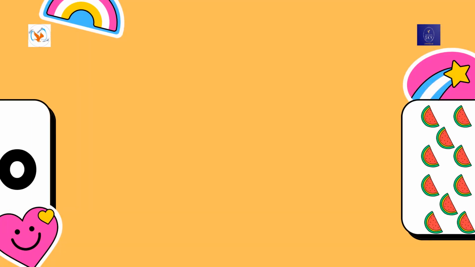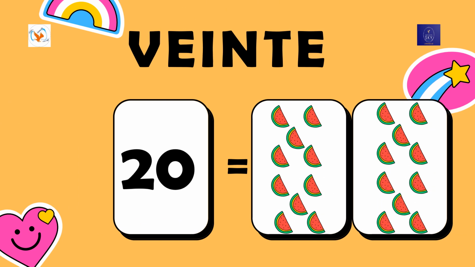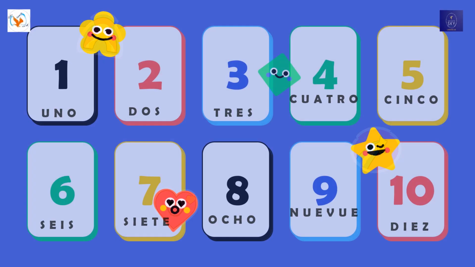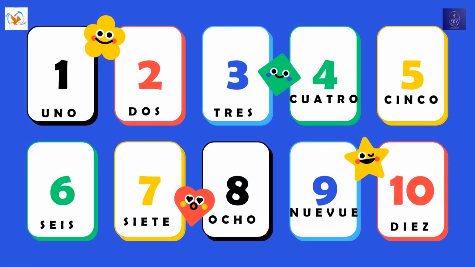Finally, we have number 20. In Spanish, it is pronounced as veinte. Veinte. Muy bien. You have done a fantastic job learning the numbers from 0 to 20 in Spanish. Now let's quickly review them all together for better retention.